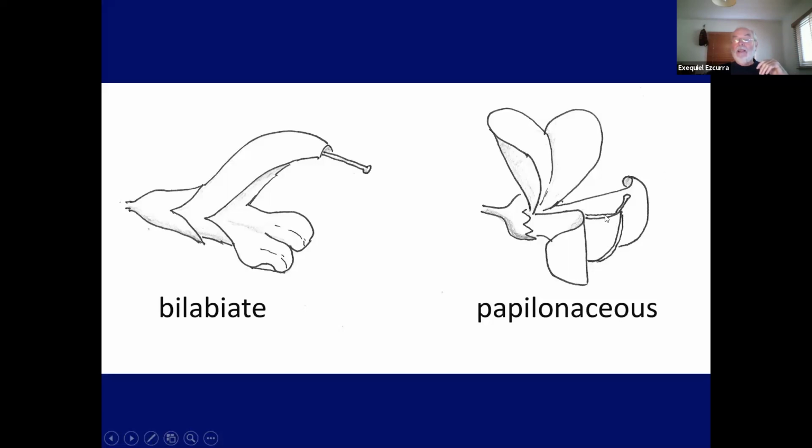Insects will land here on the keel, and as they walk on the keel, the 2 petals will open. The first thing the insect will hit is the stigma, and then the other thing that the insect will hit is the anthers that are hidden inside. So, in summary, we're going to see basically in the plants we might see during this course 2 different types of zygomorphic corollas, bilabiate and papilionaceous.